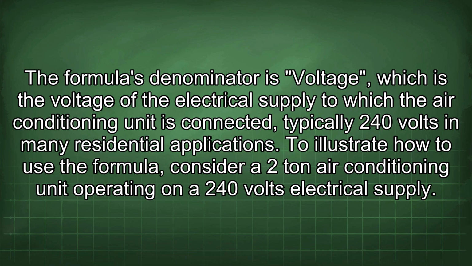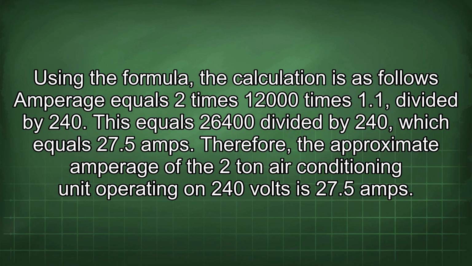To illustrate how to use the formula, consider a 2-ton air conditioning unit operating on a 240 volts electrical supply. Using the formula, the calculation is as follows: amperage equals 2 times 12,000 times 1.1 divided by 240. This equals 26,400 divided by 240, which equals 27.5 amps. Therefore, the approximate amperage of the 2-ton air conditioning unit operating on 240 volts is 27.5 amps.